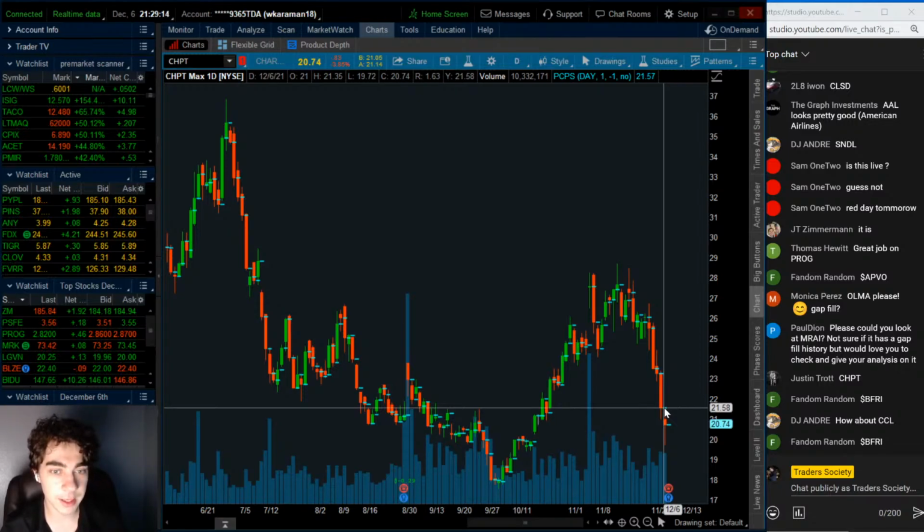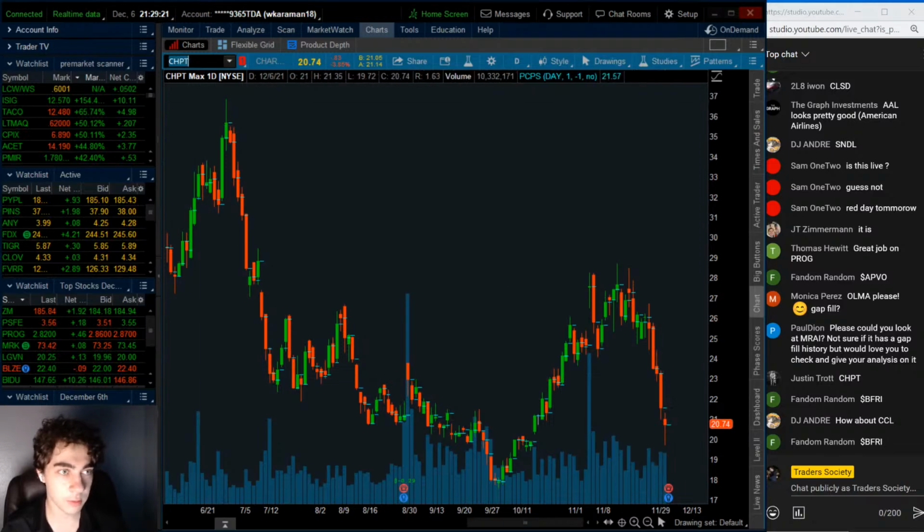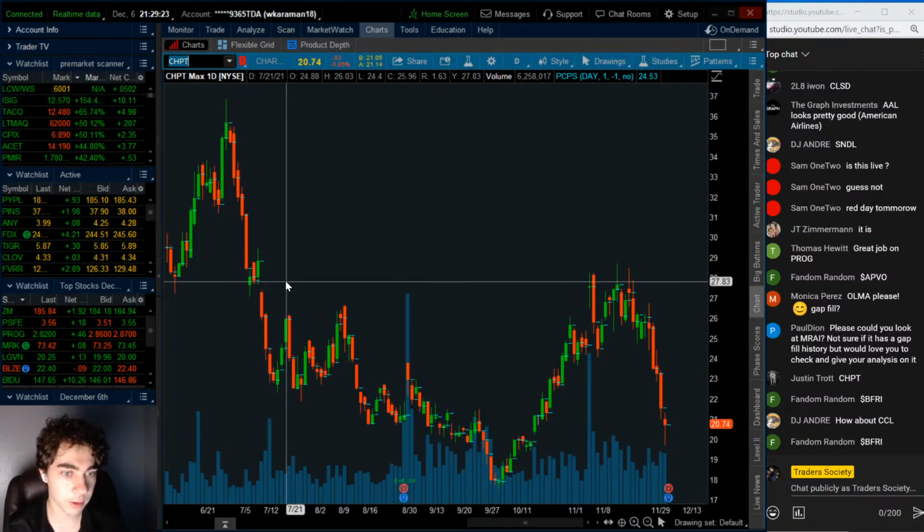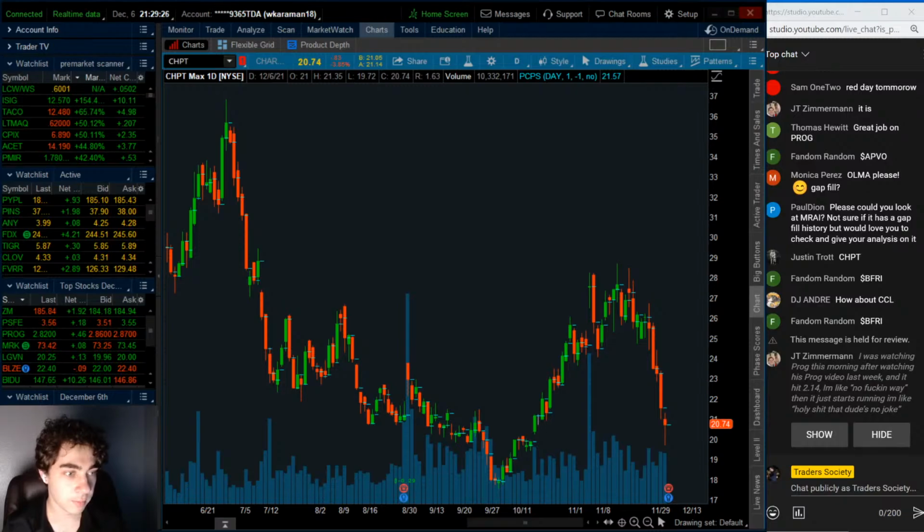Then from there, you'd have to see how it reacts. If it reacts as a resistance, it goes back to the 19s. If it reacts as support and breaks out, it goes back to like $23 a share. So yeah, that's what I would look out for on this one. I'll add that one to the watch list as well.